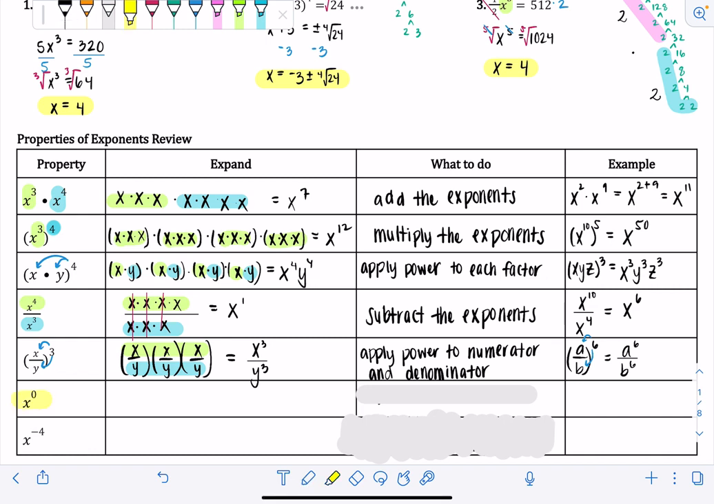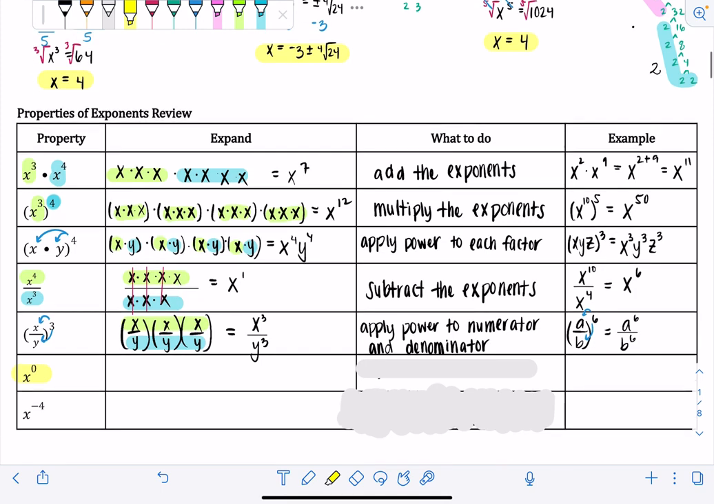Okay, so next one is a 0 exponent. So let's say I have x to the 0 power. The easiest way to make sense of this one is to use the quotient property. I'm going to use the quotient property, the one from right here, to help make sense of x to the 0.